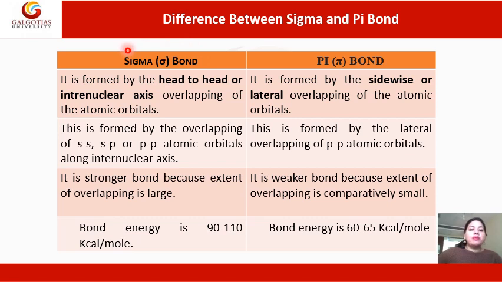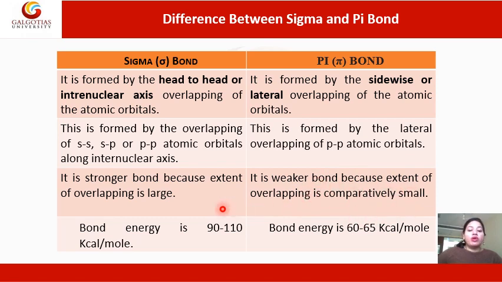Sigma bond is formed by the head-to-head or internuclear axis overlapping of atomic orbitals, whereas pi bond is formed by the sidewise or lateral overlapping of the atomic orbitals. Sigma bond is formed by the overlapping of s-s, s-p or p-p atomic orbitals along the internuclear axis, whereas pi bond is formed by the lateral overlapping of p-p atomic orbitals. Sigma bond is a stronger bond because the extent of overlapping is large, whereas pi bond is a weaker bond because the extent of overlapping is comparatively small.